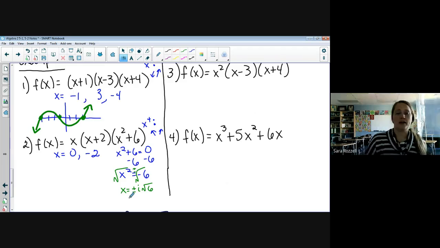So I have my 4 solutions. My first one was 0. My second one was negative 2. My third one is positive i root 6. And the fourth one is negative i root 6. So 4th degree means we're going to have 4 solutions.